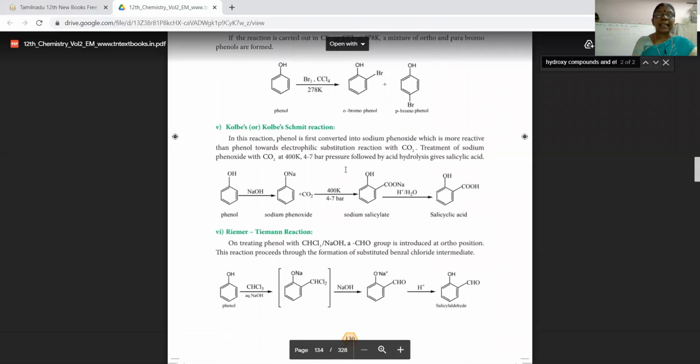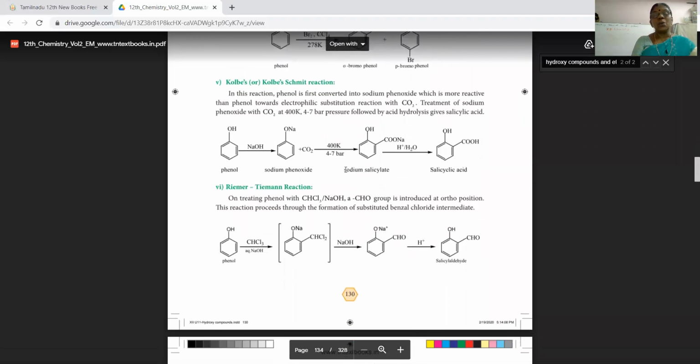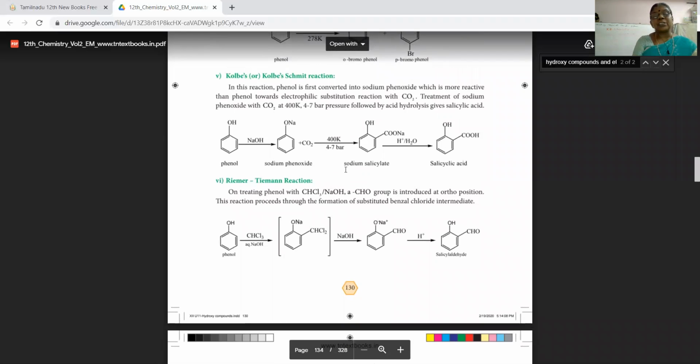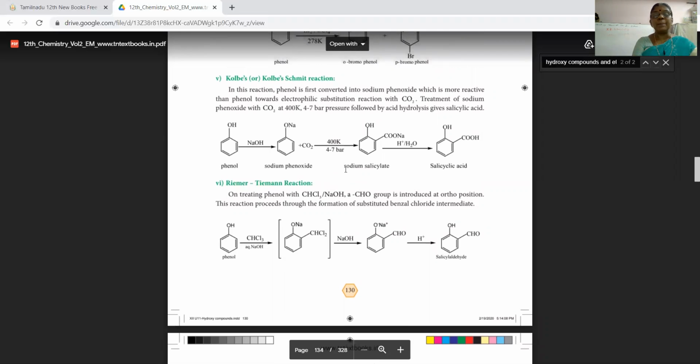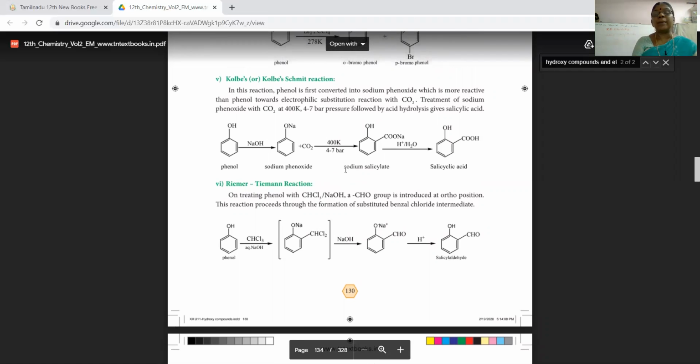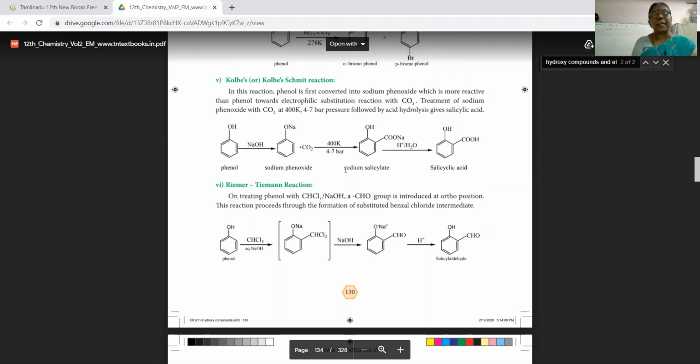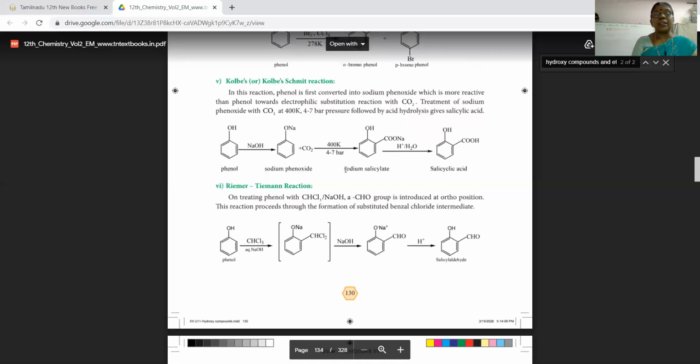Next is Kolbe's reaction, also called the Kolbe-Schmitt reaction. In this reaction, phenol is first converted into sodium phenoxide, which is more reactive than phenol towards electrophilic substitution with carbon dioxide. Treatment of the sodium phenoxide with carbon dioxide at 400 Kelvin and 4 to 7 bar pressure, followed by acid hydrolysis, gives salicylic acid. It is one of the important reactions.